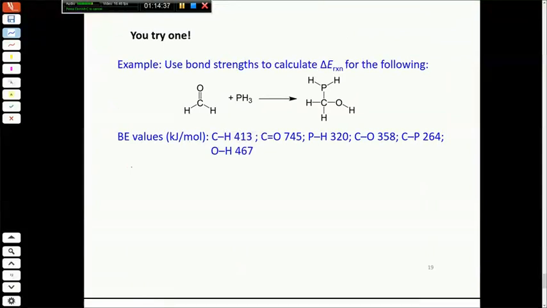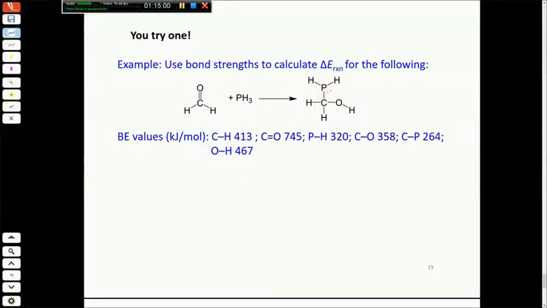These are a little bit tedious at times. They take a bit of work to do. But let's say we're doing this reaction here. So we have a reactant that has carbon with a single bond to two hydrogens and a double bond to oxygen. It's reacting with PH3, which is going to be phosphorus with three single bonds to hydrogen. And then that's going to form this product here that has all single bonds.